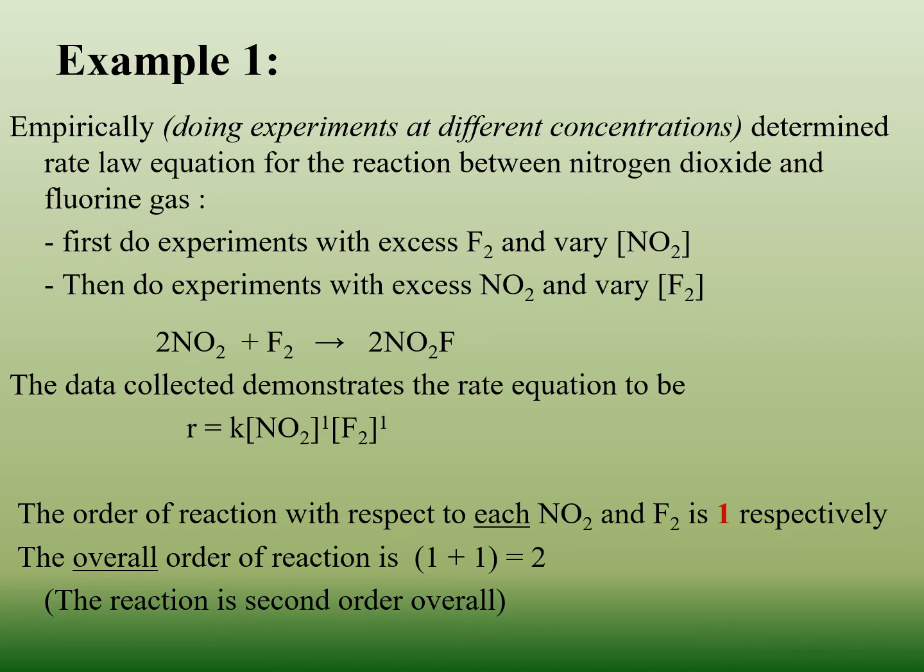However, the overall order of reaction is determined by adding up the order of reactions for each reactant. In this case, 1 for nitrogen dioxide plus 1 for fluorine equals 2. And we say that the reaction is second order overall. Let's look at another example.